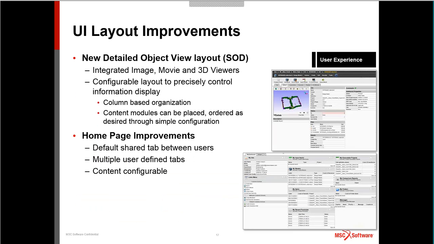In addition, you've already seen some of the user interface layout improvements, and there's many different areas where we've been able to go through and make changes. But one of the first areas that you've already seen is in the, we call it the detailed object view. We call that a single object display. That's when you're looking at just a model or just a result.